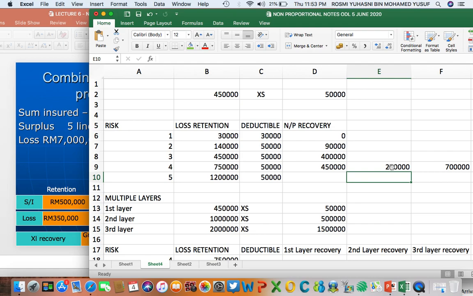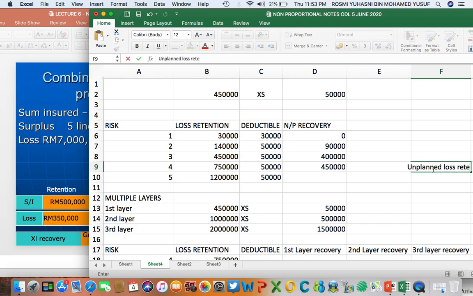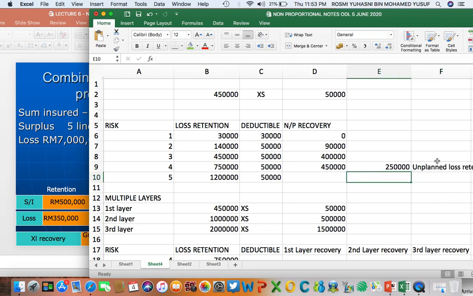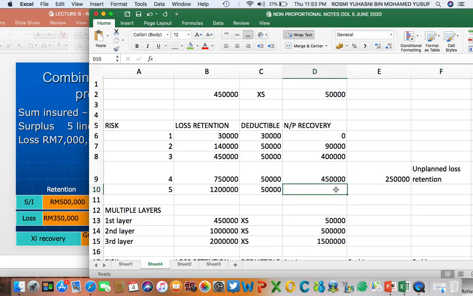So 250,000, this amount is called unplanned loss retention. Okay? Unplanned loss retention. Because the insurer cannot predict there is a shortage of 250,000 not covered by the reinsurer. So we call it unplanned loss retention.